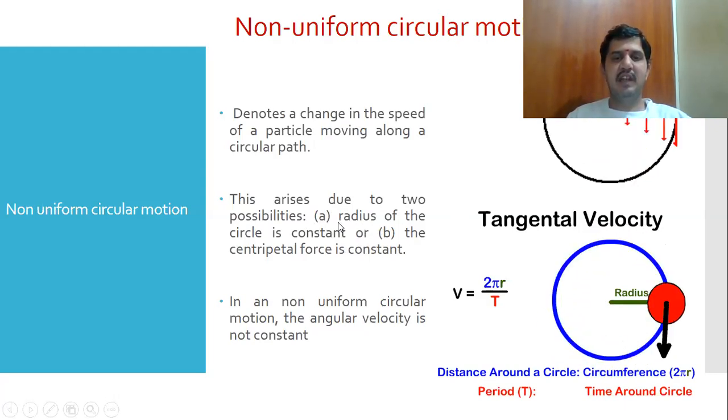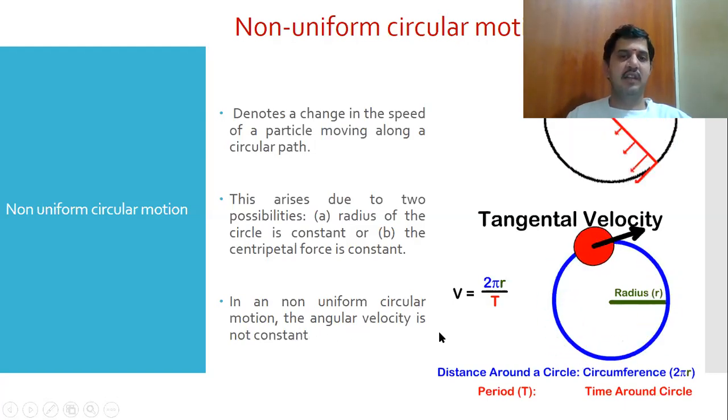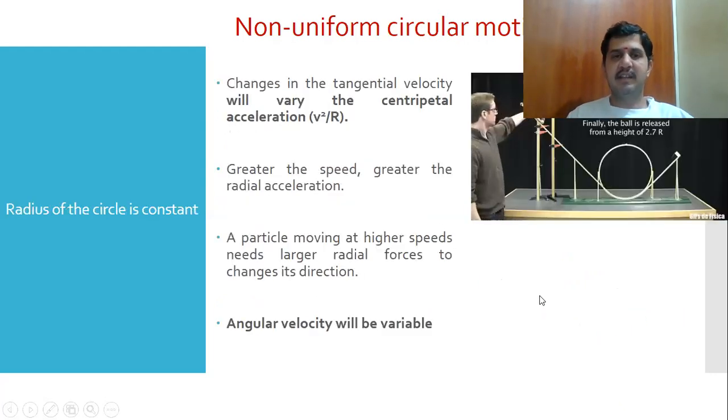The centripetal force is variable in the first one, and in the second case, the centripetal force is a constant. Right. In a non-uniform circular motion, the angular velocity is not a constant. So definitely, angular velocity is not a constant. Let us look at some examples.